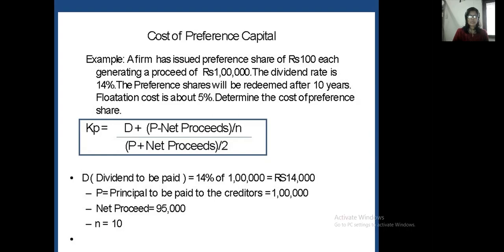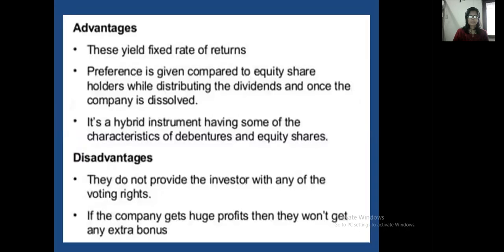Okay, so the formula is KP equals D plus (P minus net proceeds) upon N, divided by (P plus net proceeds) upon 2. In this, D is the dividend to be paid, equal to 14% on the amount generated from the proceeds of 1 lakh. So 14% of 1 lakh is 14,000. P is the principal to be paid to the creditors at the time of redemption, which is 1 lakh. And net proceeds are 95,000 because they have to give a 5% floatation charge. That's why 95,000, and N equals 10.